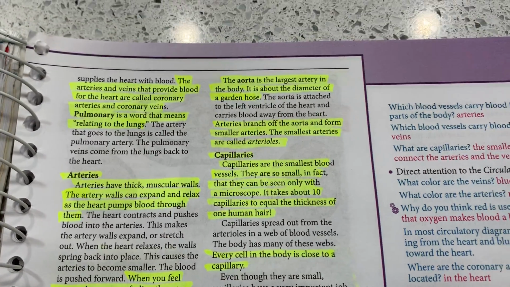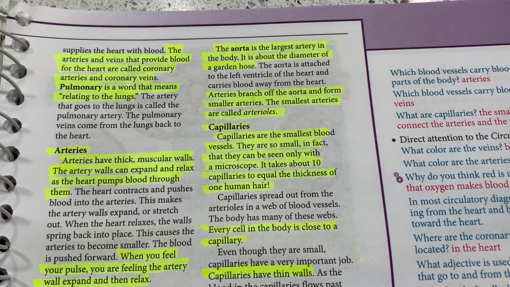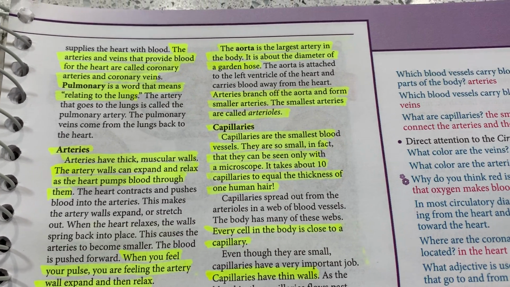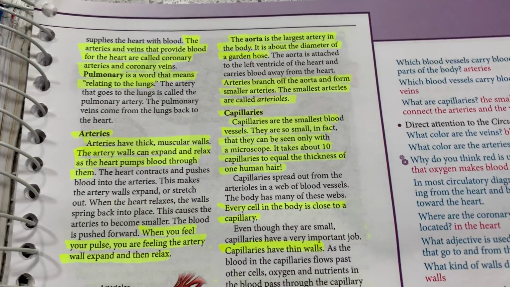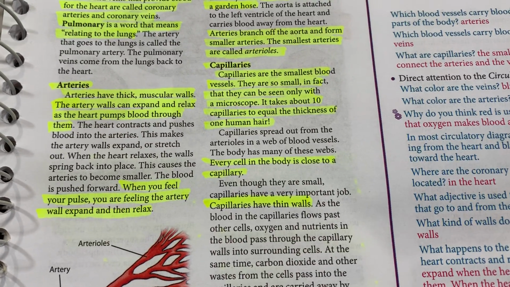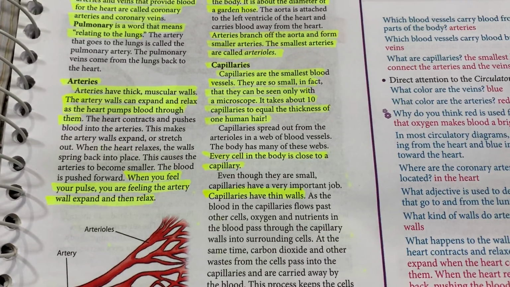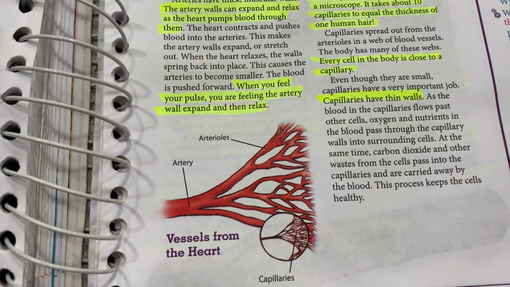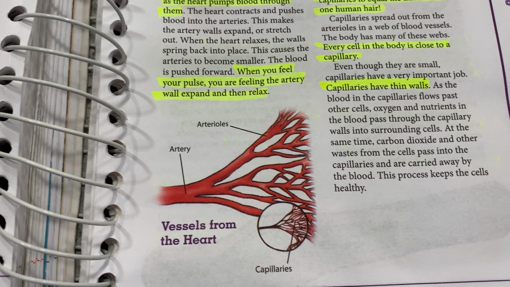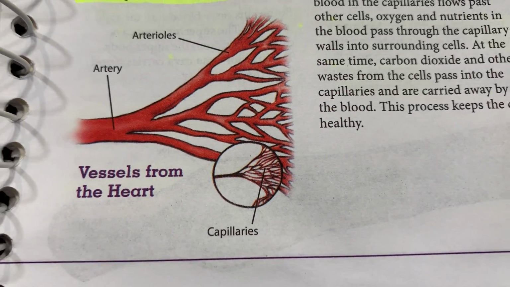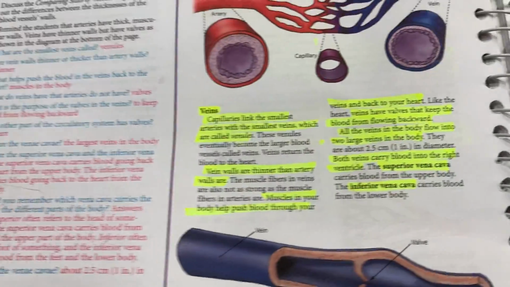Now, as I said on the other page, capillaries are the smallest blood vessels. They're so small, you can only see them with a microscope. It takes about 10 capillaries to equal the thickness of one human hair. Now, every cell in your body needs oxygen, so every cell is close to a capillary. Capillaries have thin walls, and let's look at it here. Vessels from the heart, it goes artery, arterioles, and then the capillaries. And then there's a diagram on the next page that will help you to see it also.